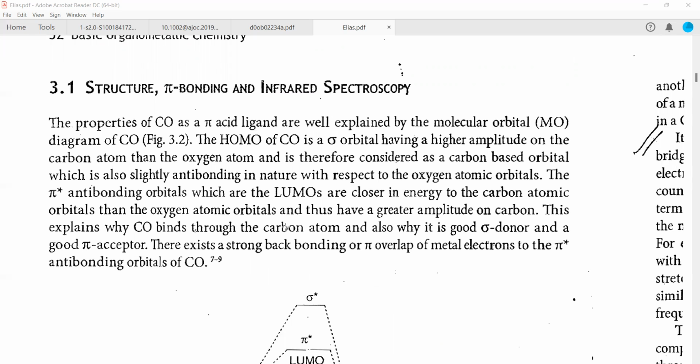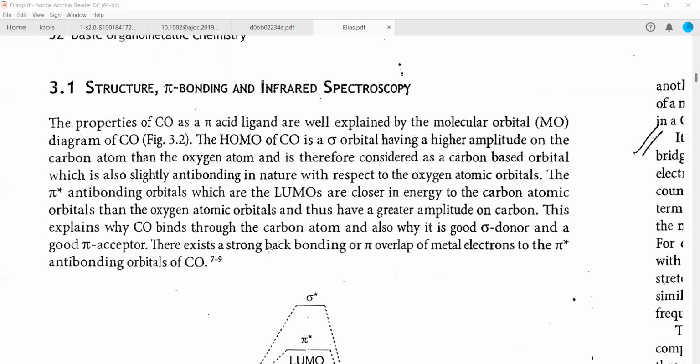Now the pi star antibonding orbitals, which are the LUMO, are closer in energy to the carbon atomic orbitals than the oxygen atomic orbitals and thus have a greater amplitude on carbon again, right? So this explains why carbon monoxide binds through the carbon atom and also why it is a good sigma donor and a good pi acceptor.